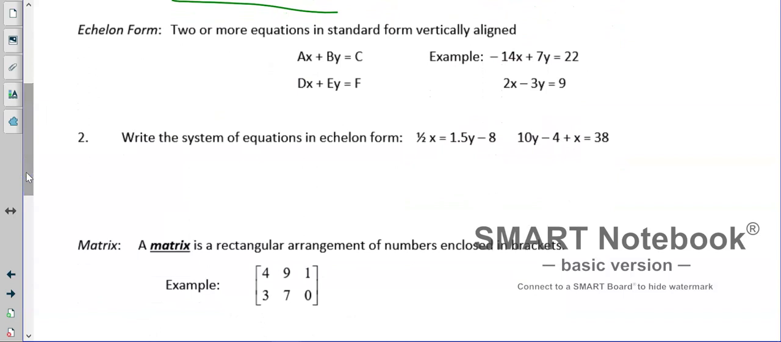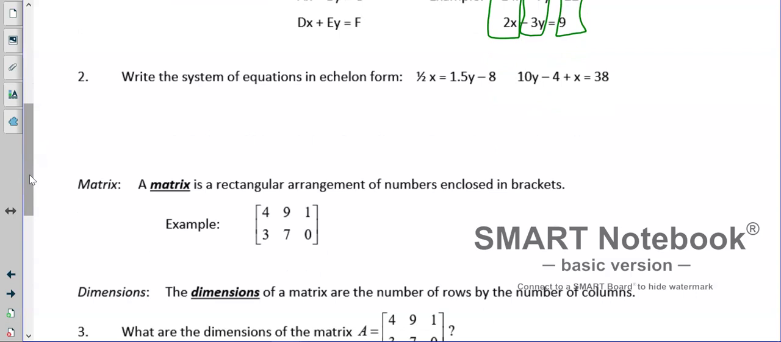Now, echelon form is when you have two or more equations in standard form aligned vertically. So when we just did system of equations on the previous day, and we set up those two equations, and we had everything lined up, we had echelon form. We just didn't call it that. So for example, here, we have our x's lined up here, our y's lined up here, and our numbers, constants lined up here, echelon form.